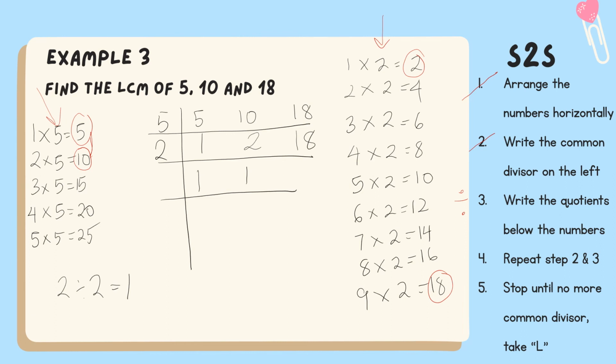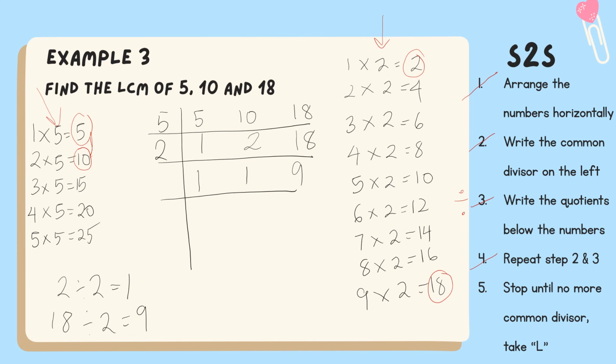Writing down the quotient just with a number. 18 divided by 2, where is 18? 18 is down here. 18 divided by 2 is 9. So writing down 9 there. Now, are there any more common divisor? No, there isn't. So we have a 1, 1, and a 9. So we're going to stop there.